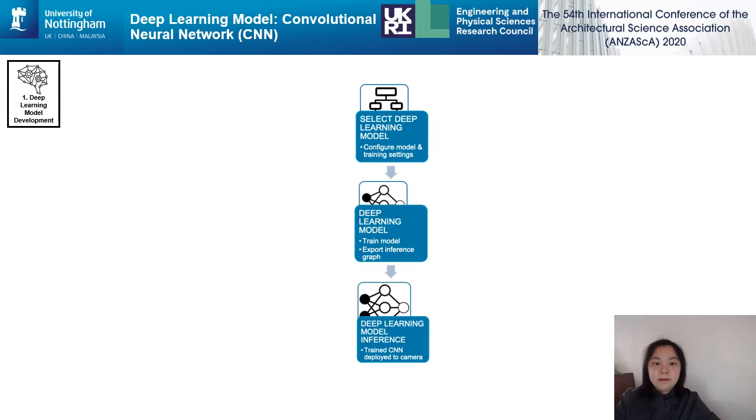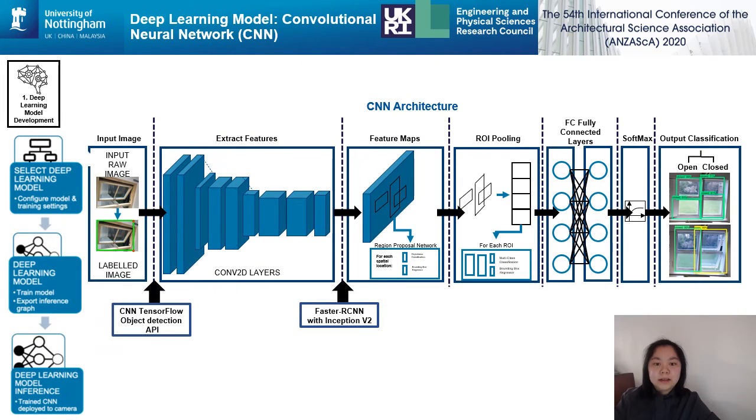A CNN image-based neural network was selected to train the deep learning model. This shows the architecture of the developed CNN. The network is based on the transfer learning approach using the TensorFlow Object Detection API. Also, to achieve higher accuracy detection, a pre-existing trained model, such as the Faster RCNN with Inception v2, was used.